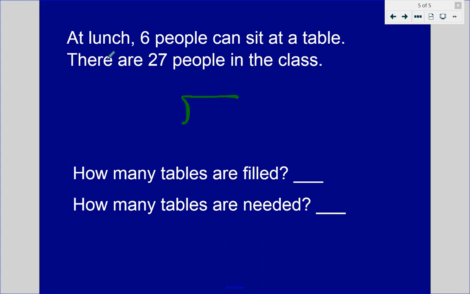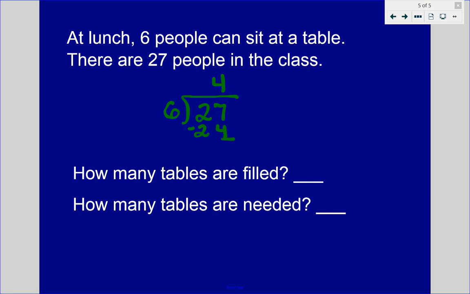So we have 27 people in the class, and we're going to put them at tables in groups of 6. So I have 27 divided by 6. How many 6s can I get out of 27? I can get 4, so that goes on the roof. Roof times the door ends on the floor, so we have 24 on the floor.